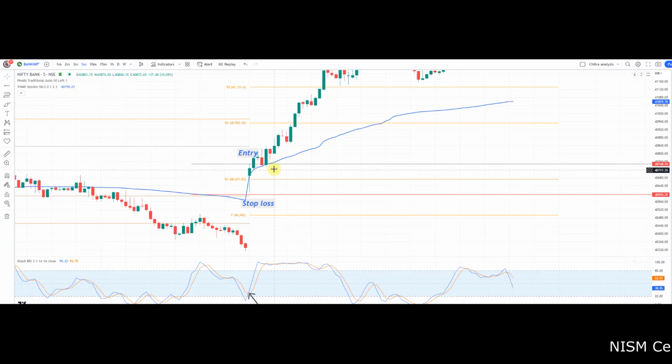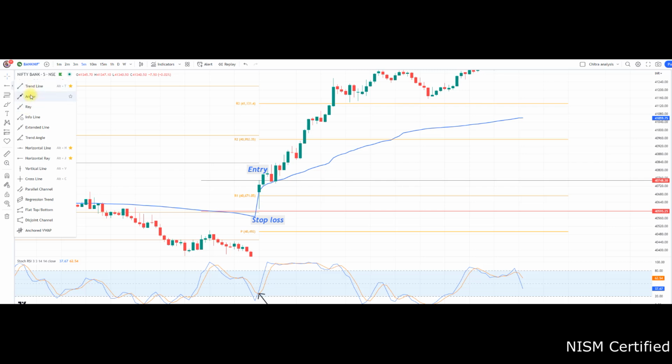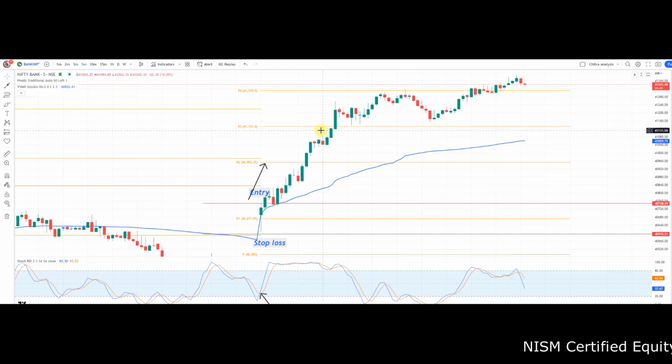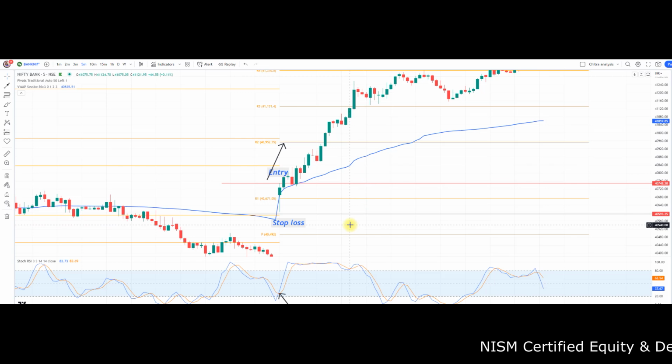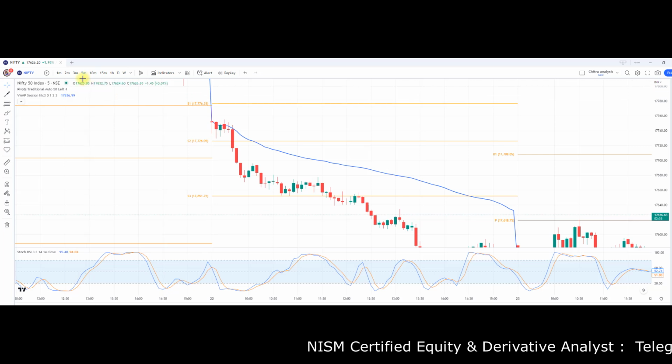So what will be the target once we enter into the long trade? The first target will be R2. The second target will be R3 and the third target will be R4. Once you enter the trade and it is going in your favor, you have to trail your profits. You have to change your stop loss accordingly. So this is how you can enter into the long trade using this pivot traditional point, VWAP and stochastic RSI strategy. This is the Nifty 5 minutes time frame chart.